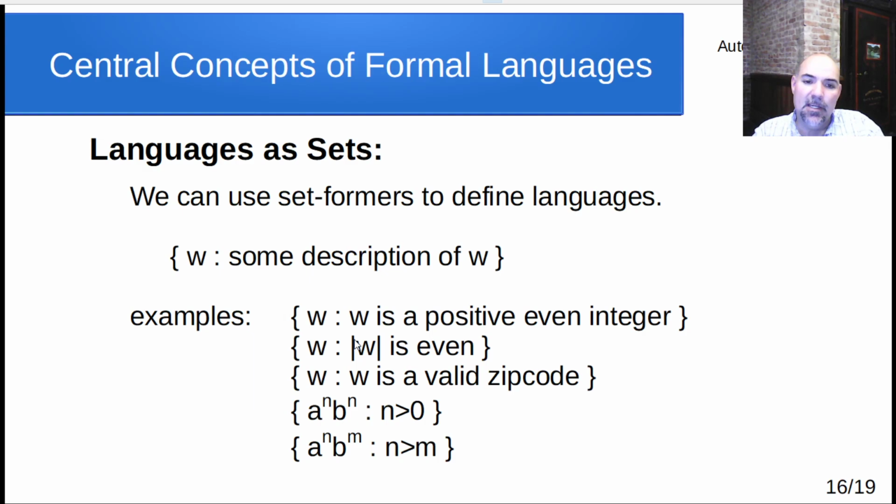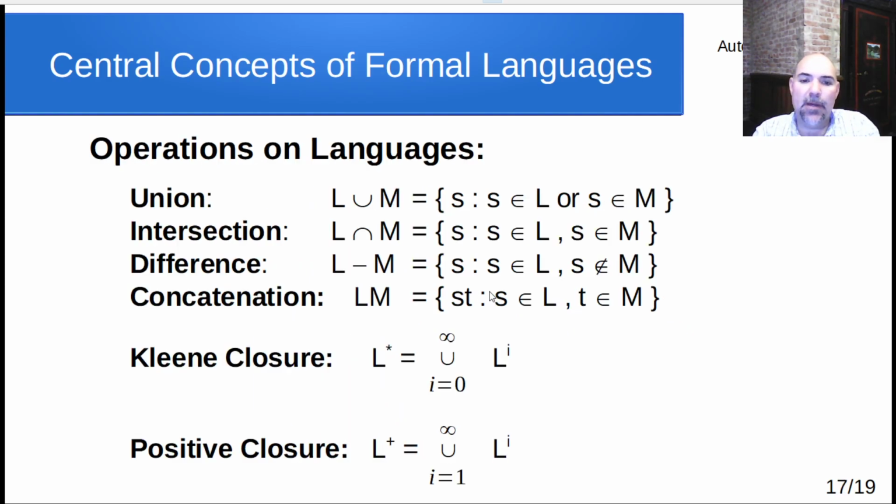Remember when you read these, you would say all strings W and then the colon. Sometimes that's written as a vertical bar, like this. I'll try to avoid that in this class because the vertical bar is used for length. But you read that colon as such that, and then read the rest of the description after that. And we can do that because languages are really just sets of strings over some alphabet.